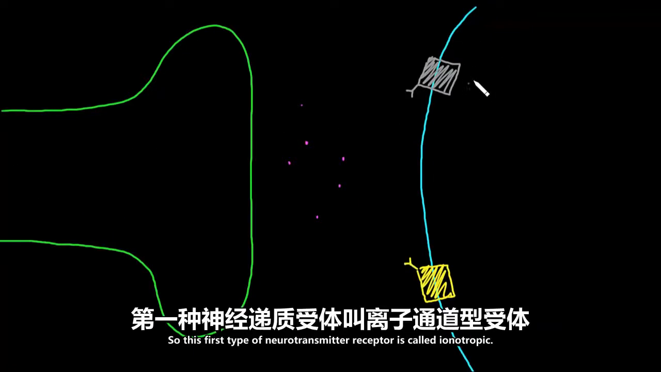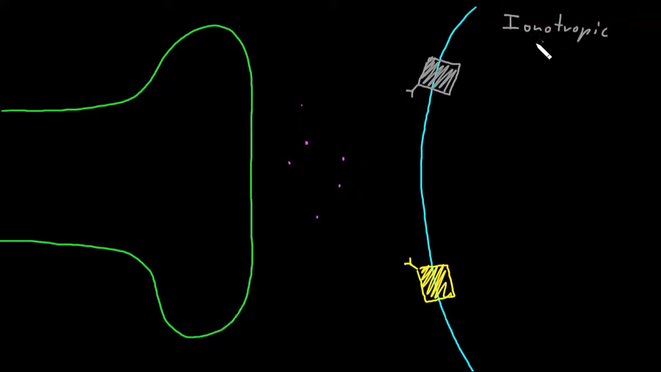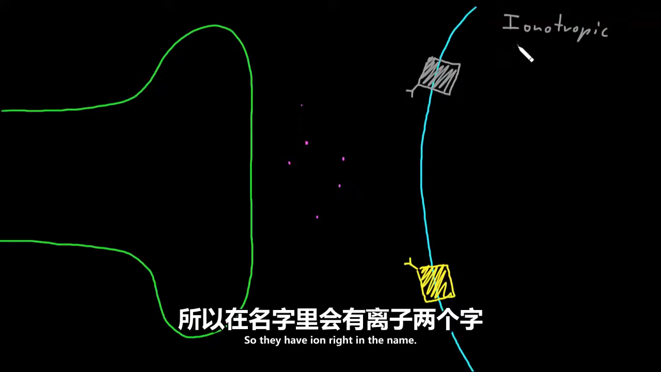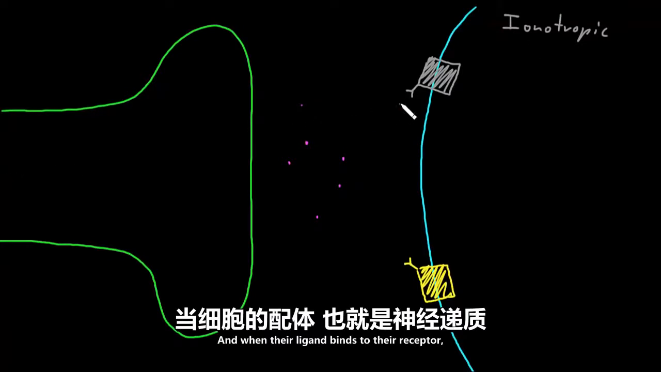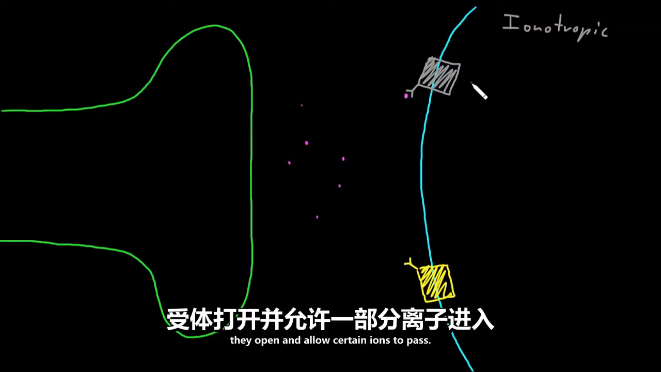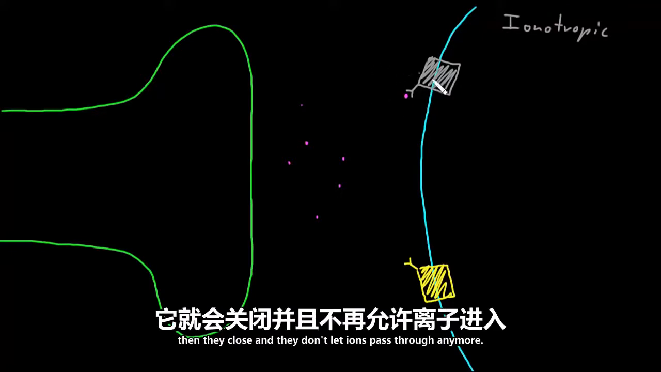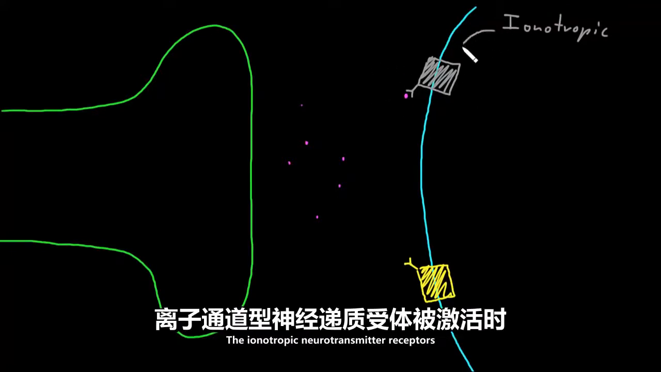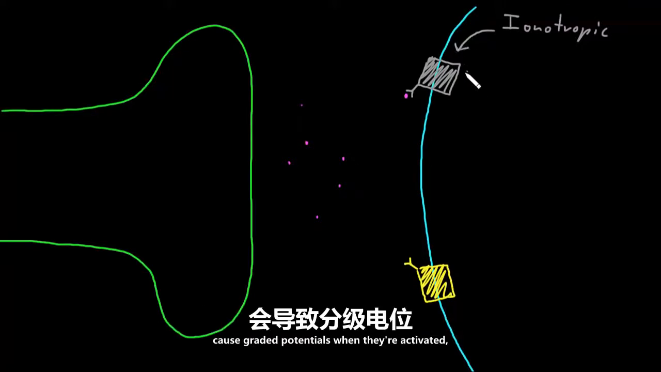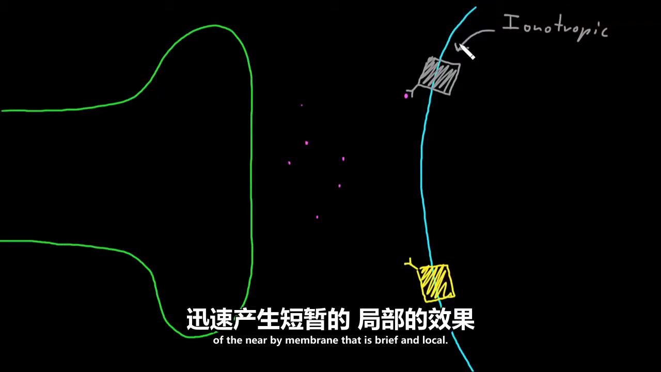So this first type of neurotransmitter receptor is called ionotropic. And ionotropic neurotransmitter receptors are ligand-gated ion channels. So they have ion right in the name. And when their ligand binds to the receptor, which in this case is their neurotransmitter, they open and allow certain ions to pass. And when the neurotransmitter leaves the receptor, then they close and they don't let ions pass through anymore. The ionotropic neurotransmitter receptors cause graded potentials when they are activated, which have a rapid effect on the potential of the nearby membrane that is brief and local.